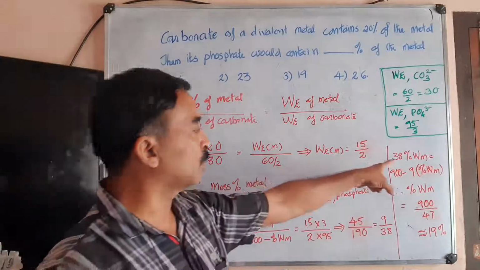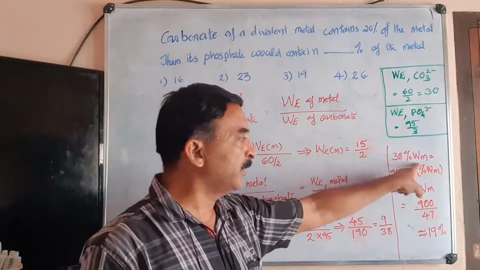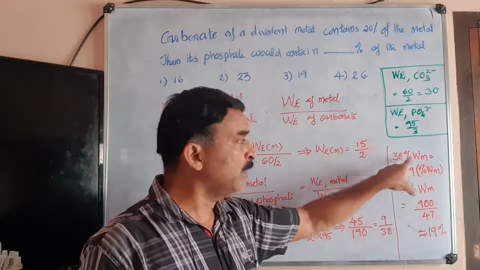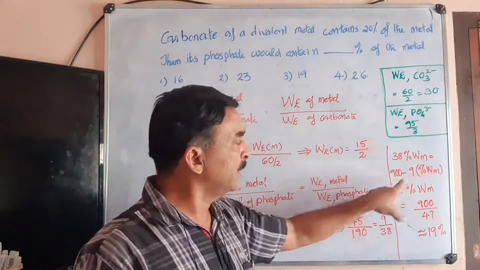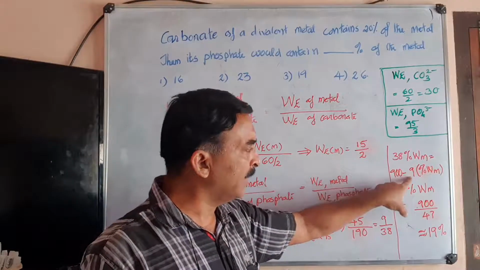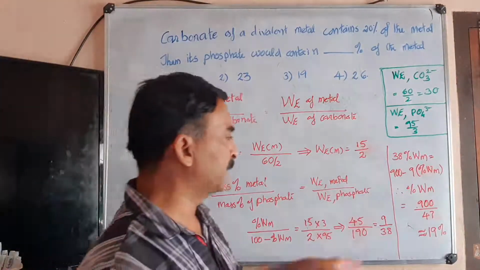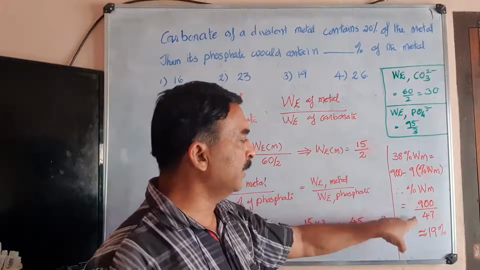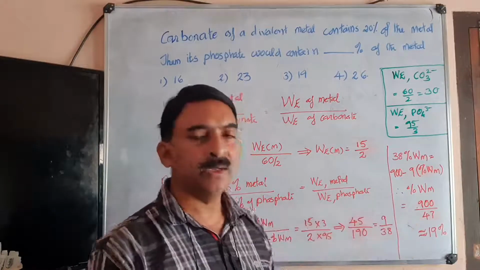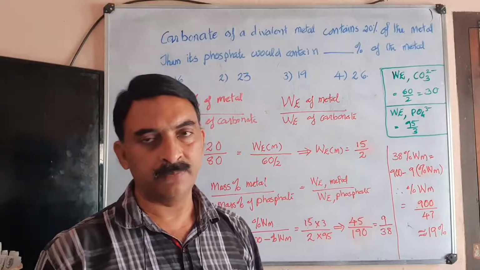Now you cross multiply. 38 into percent mass of metal is equal to 900 minus 9 into percent mass of metal. Okay, percent mass of metal. Therefore, percent mass of metal is 900/47, 19 in the uttaram kittum.